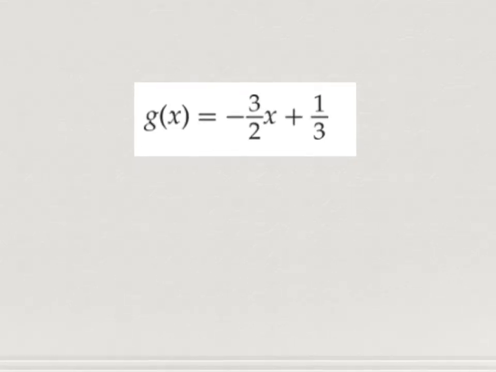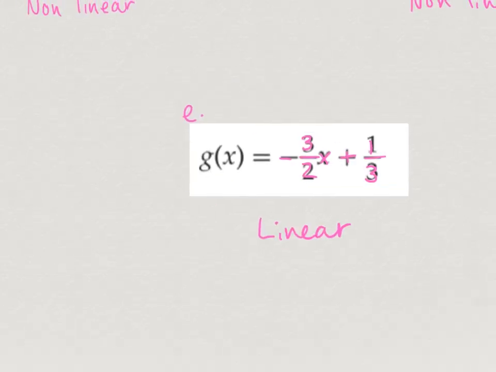All right, and the last one, linear or nonlinear? Linear. Nothing super special is happening to it. We have some fractions in here, but that's fine. So this is linear. Okay, any questions from this page?